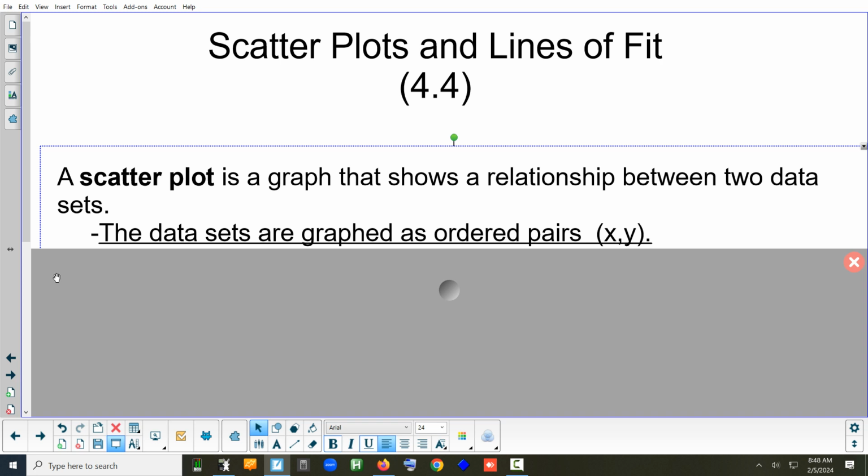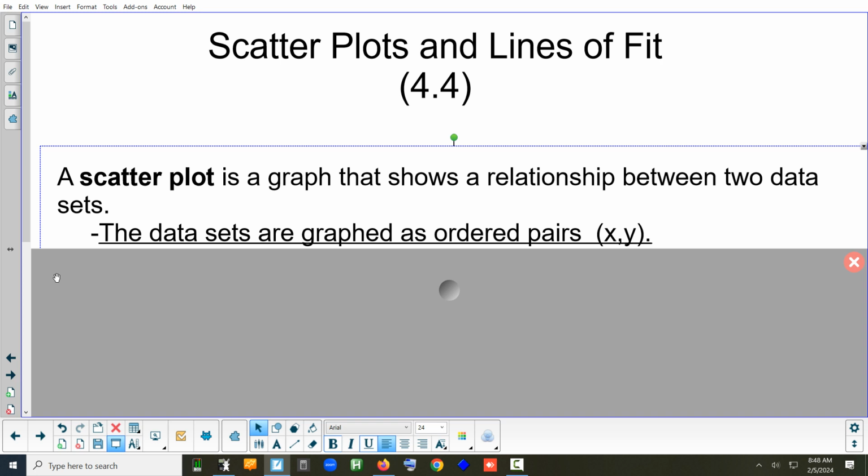So on that first line that has a dash in front of it, it says the data sets are graphed, so they are points. You make a picture of points, as coordinates or ordered pairs. So in the example that I just gave, x would be the number of minutes you spent studying, and y would be the grade that you got on the test.